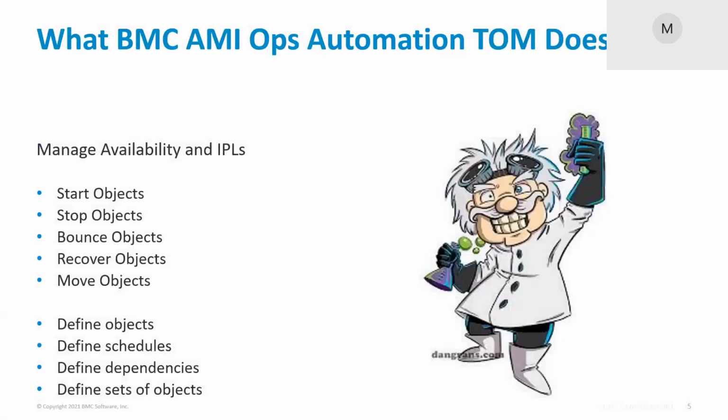So what does BMC AMI Ops automation do? Well, it does two things. It primarily manages availability of resources in the system, and it helps to manage your IPLs. It provides us with operational capabilities, and that is start and stop objects, bounce objects, recover objects, move objects. There are many, many more different functions, but those are representative of what we can do. And then administratively, we can define the objects, their schedules, their dependencies, and we can also define sets of objects.